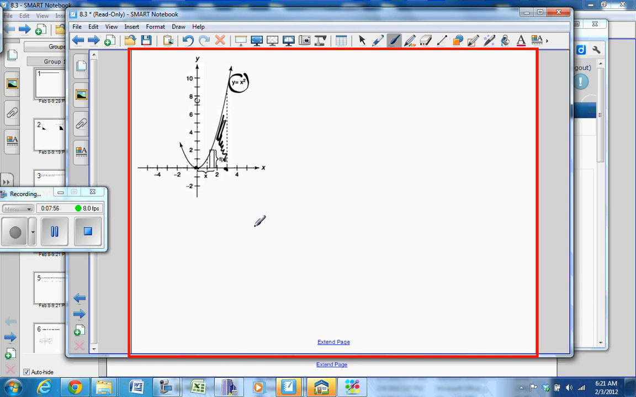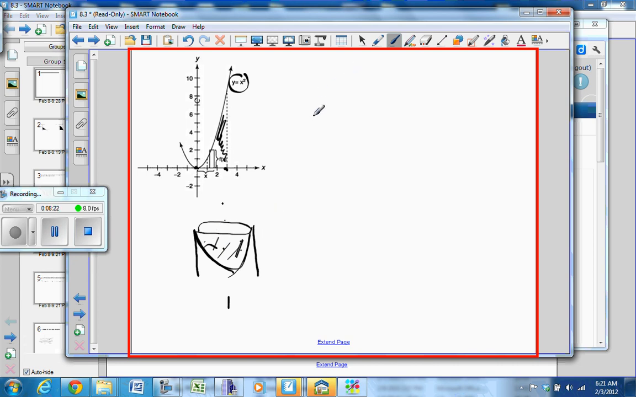Well, if this is the y-axis, we're going to get a reflection across the y-axis. And then this is going to fill in all the way around. So it's going to be kind of hollow on the inside, something that looks like that.